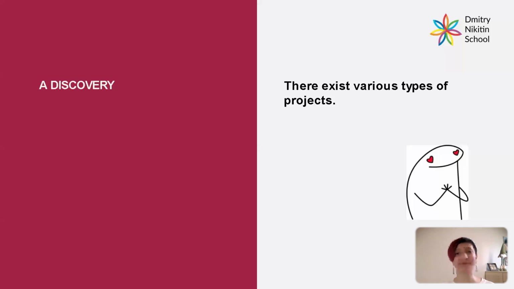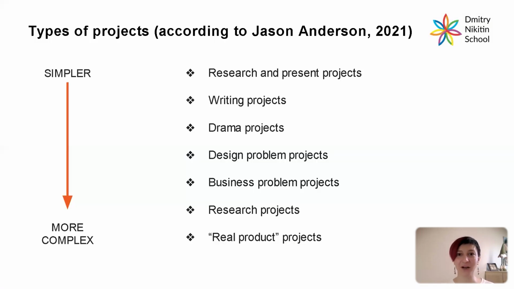And that was a blessing. I was impressed. I liked it a lot. The article is written by Jason Anderson, and it was published in 2021, as you may see. According to him, there exist various types of projects. They differ according to the level of difficulty. And here on this page, they are presented from the simplest to the more complex ones.